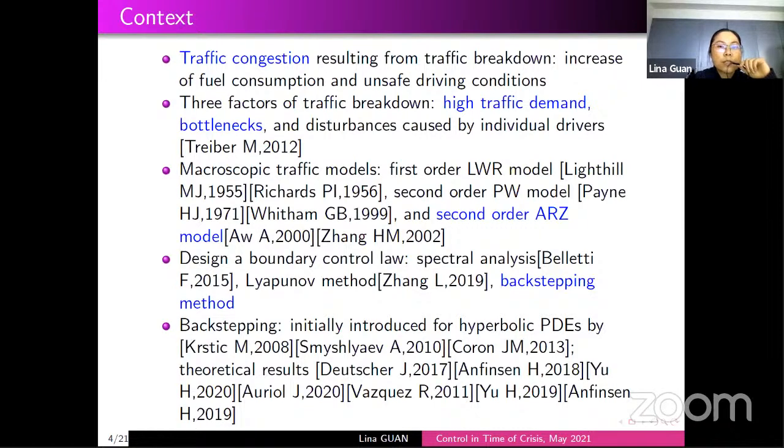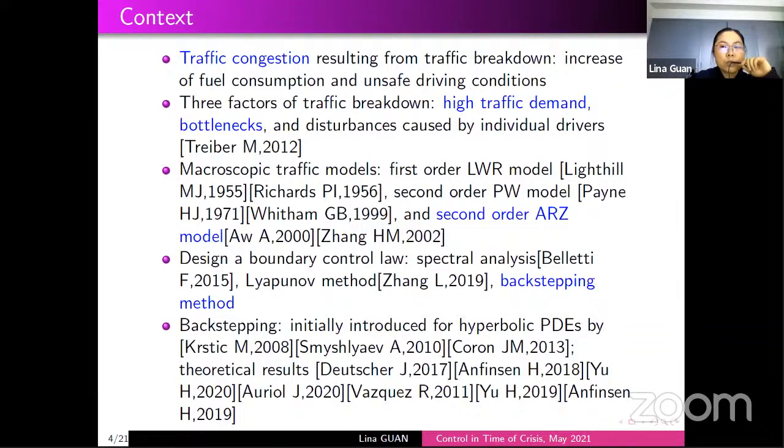First, the context. Traffic congestion resulting from traffic breakdown is a ubiquitous problem that causes an increase in fuel consumption and unsafe driving conditions. In the real world, traffic breakdown is usually caused by three factors: high traffic demand, bottlenecks, and disturbance caused by individual drivers. High traffic demand is when the average flow on the main road exceeds the capacity of bottlenecks.